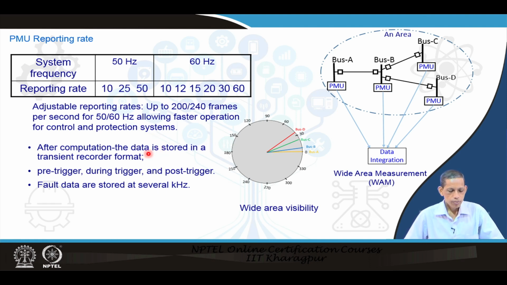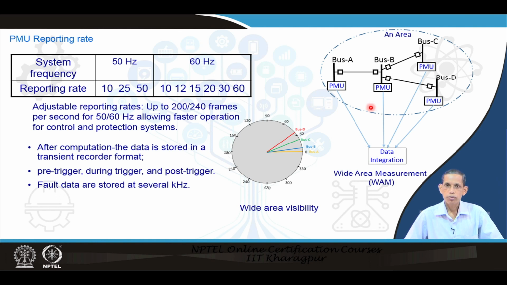This data, after computation, is stored in a transient recorder format at the PMU level: pre-triggering, during triggering and post-triggering, like any recording device for protection, including the relay does. Fault data are stored at several kilohertz, just like a data logger or so.